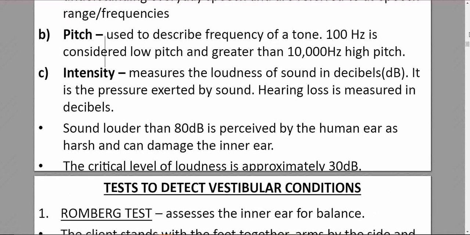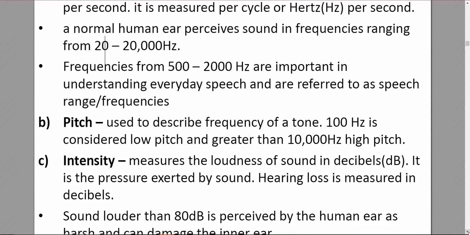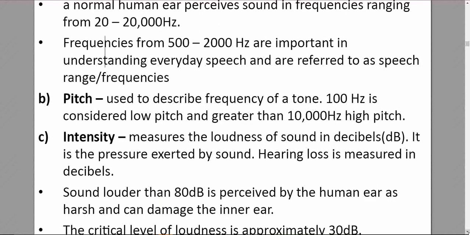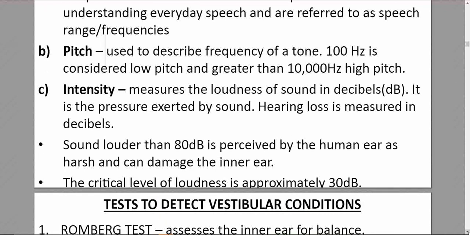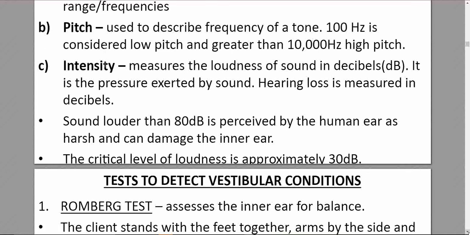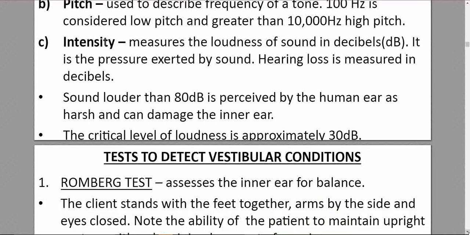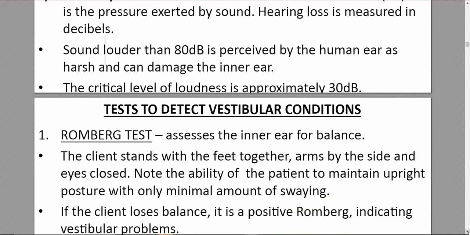And then when you talk about pitch, it describes the frequency of a tone. 100 hertz is considered low pitch and greater than 10,000 high pitch. So let's talk about intensity. Intensity measures the loudness of sound in decibels, dB. It is the pressure exerted by sound. Hearing loss is measured in decibels, and sound louder than 80 decibels is perceived by the human ear as harsh and can damage the inner ear. The critical level of loudness is approximately 30 decibels.